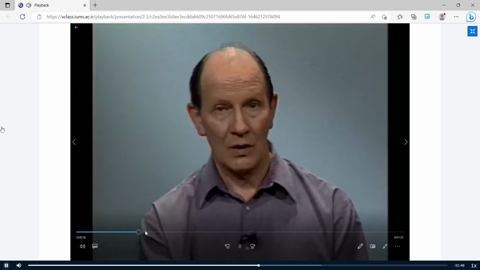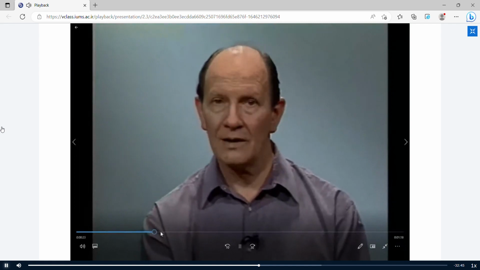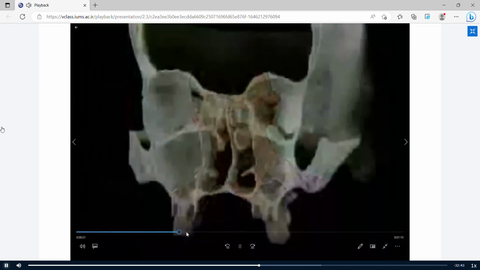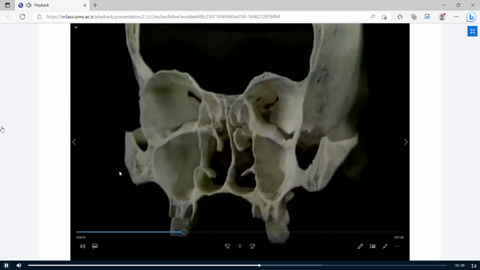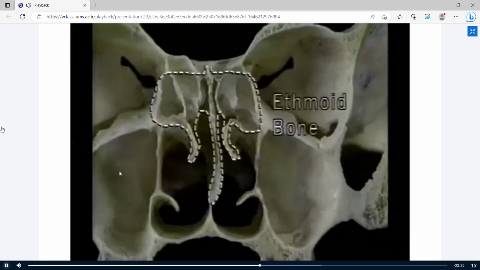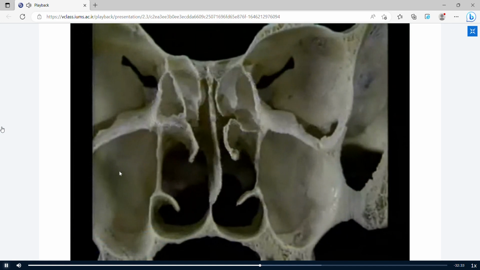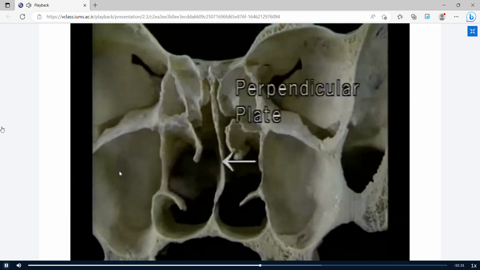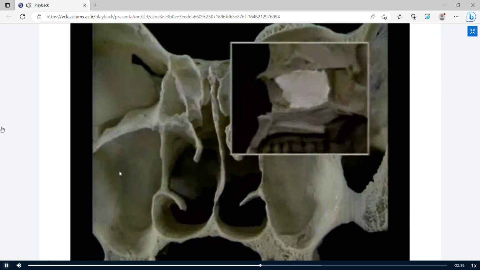Now, look at the openings of it, a skull that was divided in the frontal plane. All of this is the ethmoid bone. This part, the perpendicular plate of the ethmoid, forms a large part of the bony nasal septum.